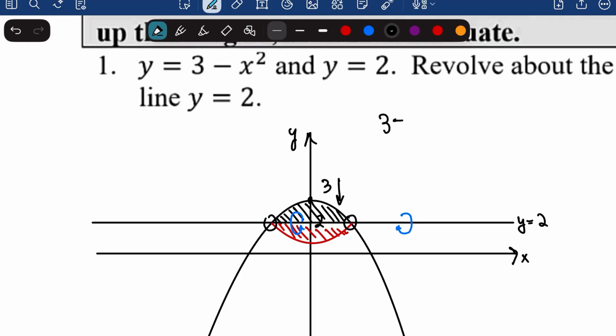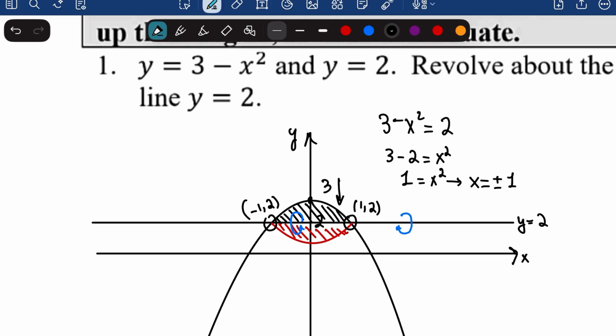So, 3 minus x squared equals 2. Now, take the negative x squared to the other side, take the 2 to the other side. So 3 minus 2 is equal to x squared. So 1 is equal to x squared. So x is going to be plus or minus 1. So at this point, it's minus 1, 2. Over here, it's going to be 1, 2.